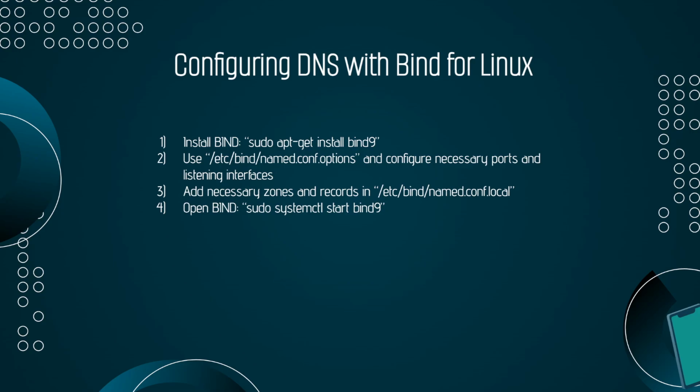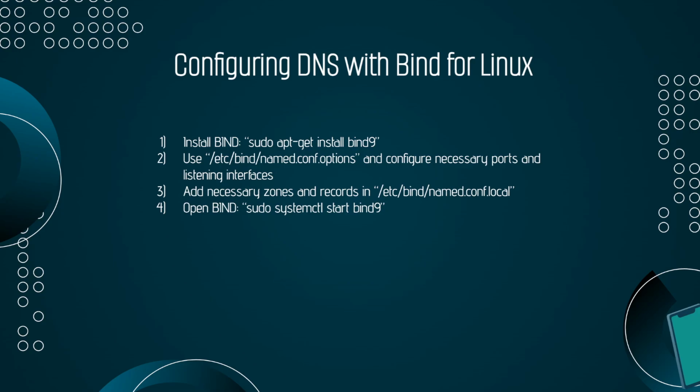Configuring DNS with BIND on Linux. On Linux systems, the most widely used DNS server is called BIND, Berkeley Internet Name Domain. To install BIND, admins can use the command sudo apt-get install bind9, and once installed, configuration settings can be modified by editing the named.conf.options file located at /etc/bind/named.conf.options. This file defines important settings such as listening interfaces and port configurations.